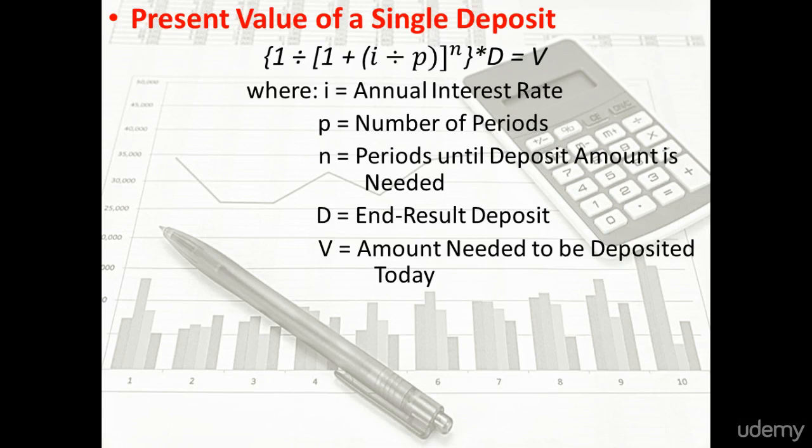For monthly compounding, the annual rate has to be divided by a number of periods of 12. For quarterly, the number of periods is 4. The resulting factor is then multiplied by the amount of deposit needed at the end of the period in order to find the value of the single deposit you need today.